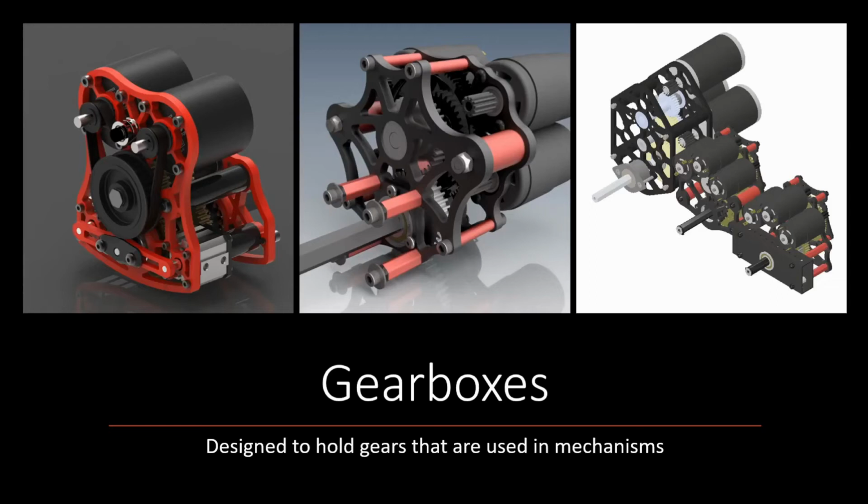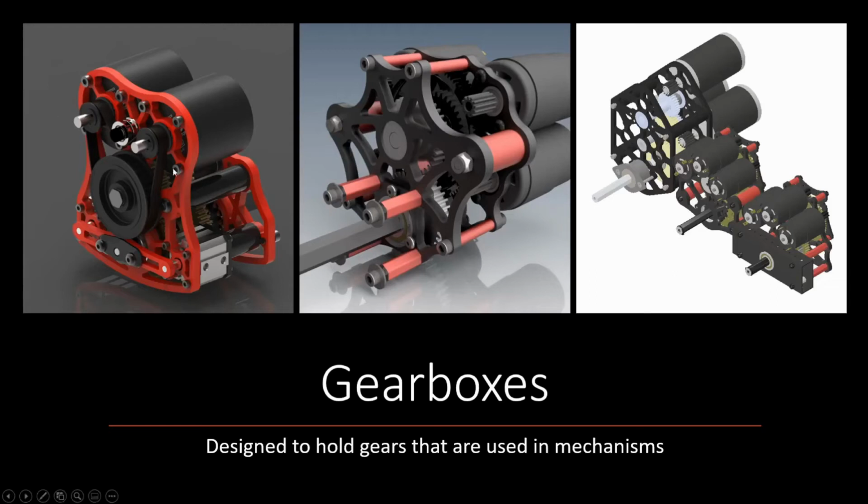So what we're going to learn how to design is called a gearbox. Now a gearbox is what we use in robotics to hold the gears in place and achieve a desired output. So there's plenty of ways to do this. I'll just go through some of the ones that we have here.